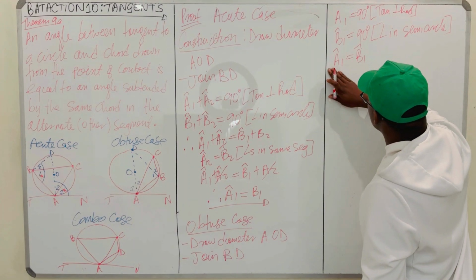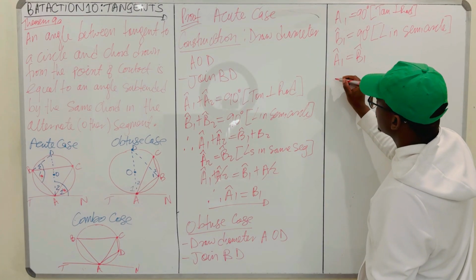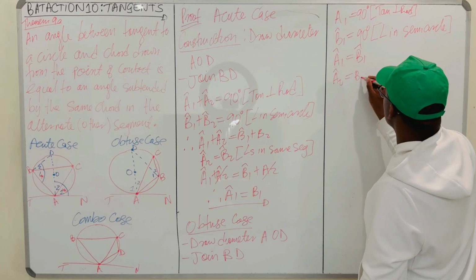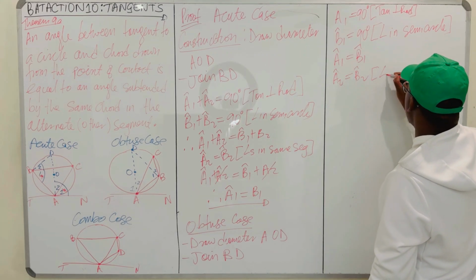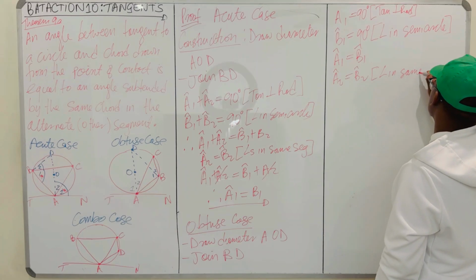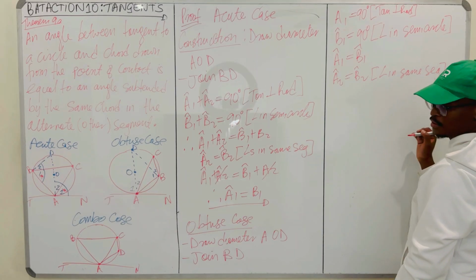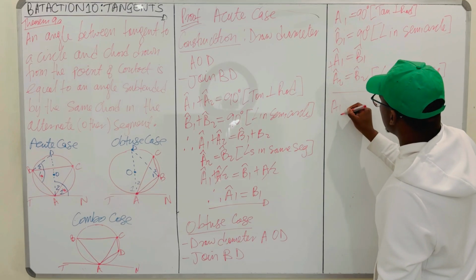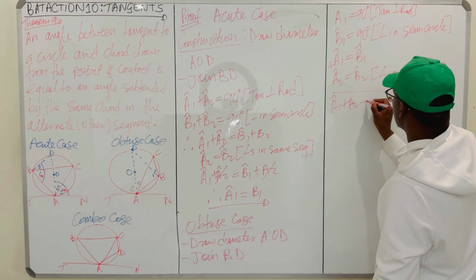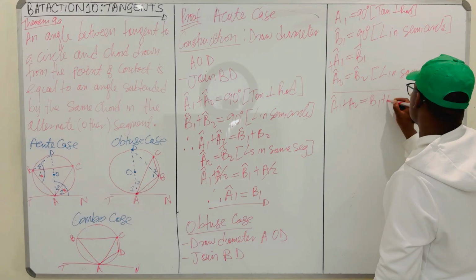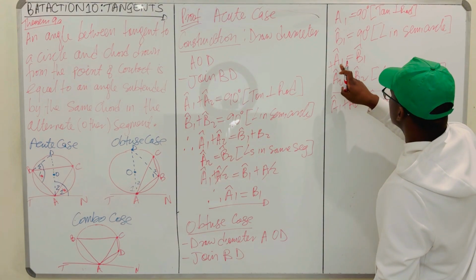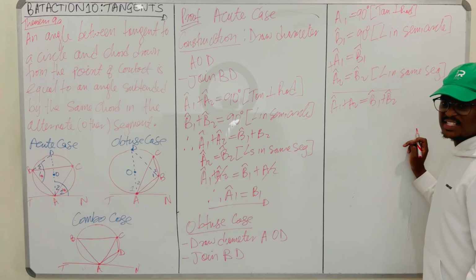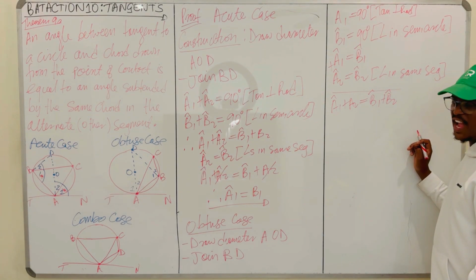In a similar way, I can say A2 is equal to B2. These are angles in the same segment. Then, if I add these, my A1 plus A2 should be the same as B1 plus B2. Because if this is equal to this and this is equal to this, if I add them, they should all be the same. Are you following me?